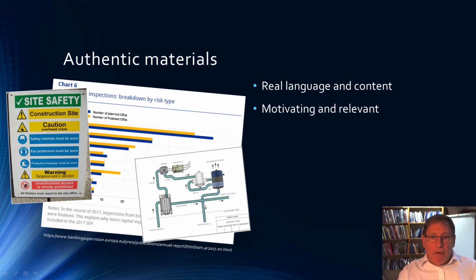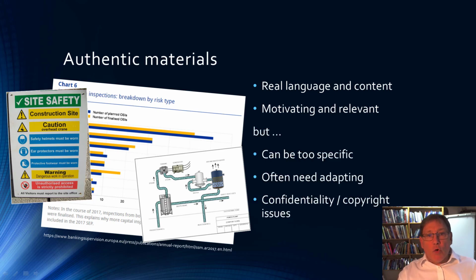And so if you have the authentic material for the right class, the right group of learners, they can be incredibly motivating and very relevant, because the learners know that that's exactly the sort of language they need to be able to use and can identify with it. But of course, these authentic materials can be very specific. I'm sure unless you happen to have classes which really need these three things, you will never use these three types of authentic materials. Very often they need adapting because they're not ready to go in the classroom.